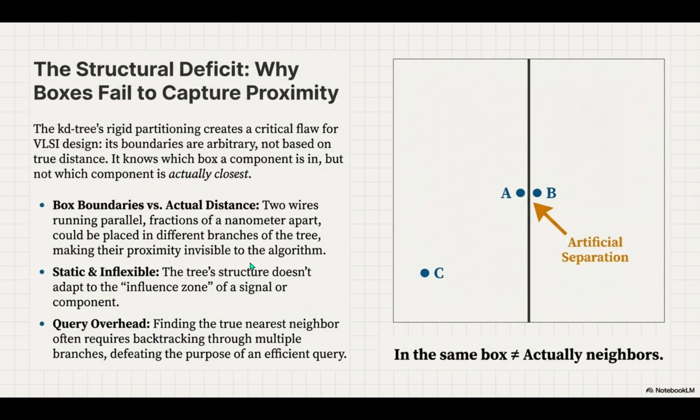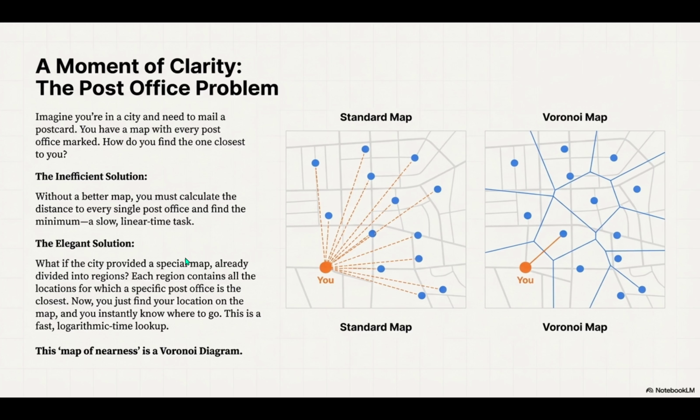So if the old way failed because it was just about coordinates, the solution has to be a map that's only about proximity. And that is the Voronoi diagram. It is fundamentally a map of nearness. How does it work? You take a set of points, we call them sites, and you divide the entire plane into regions or cells.